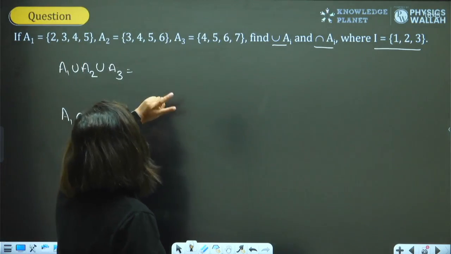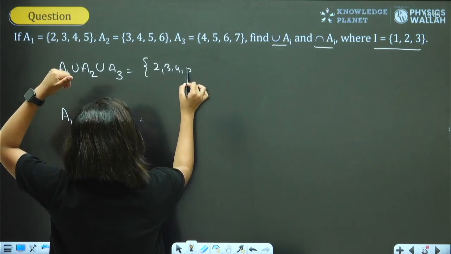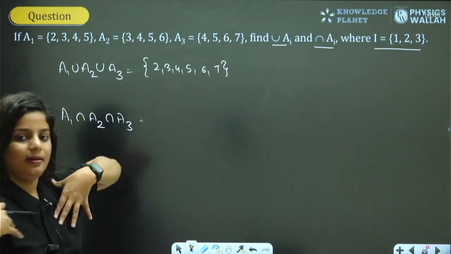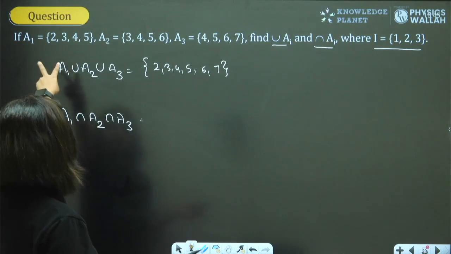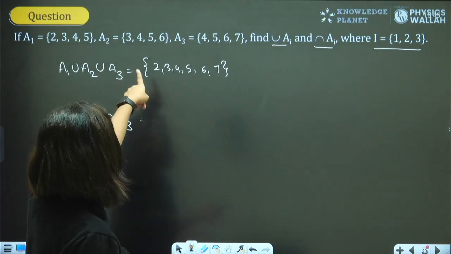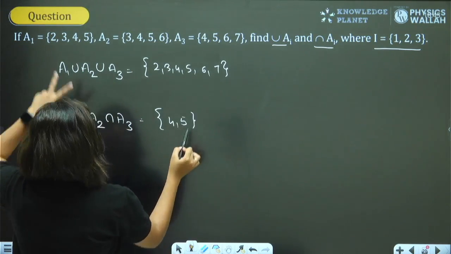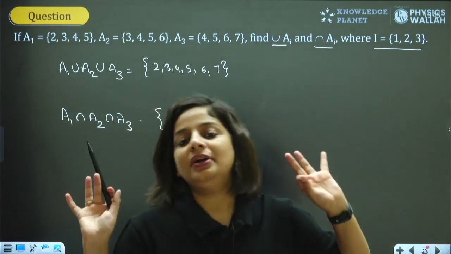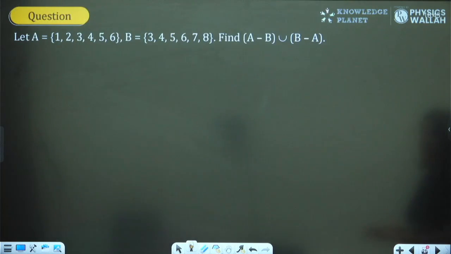Union means I am simply going to write all the elements: 2, 3, 4, 5, 6, 7. Right? If I am missing anything, please excuse me. And when I say intersection, the intersection between first two is 3, 4, 5 and then 4, 5. Only 4, 5 guys. 4, 5 is common between all three of them, not just two of them. All three of them, we are checking the common part. Question done? Right. Very good.